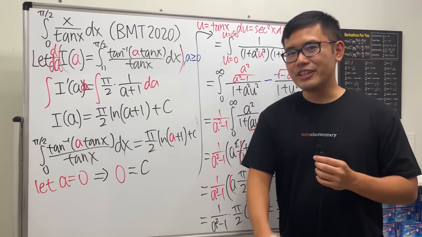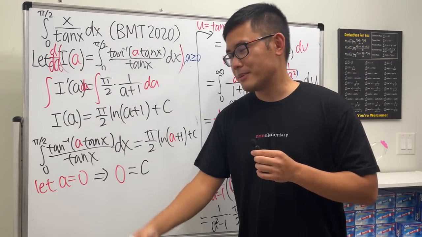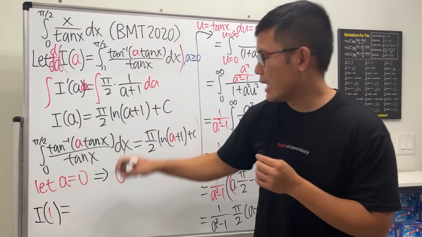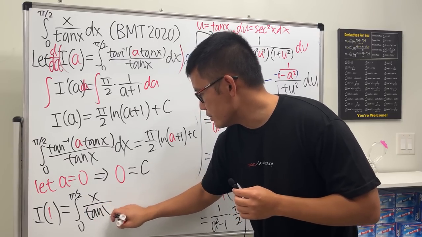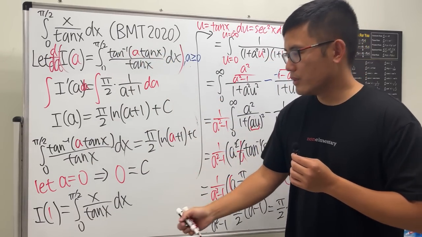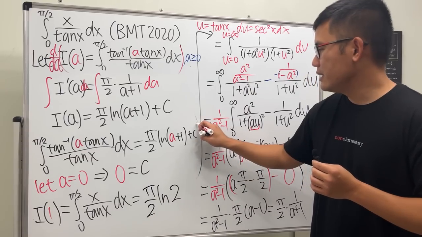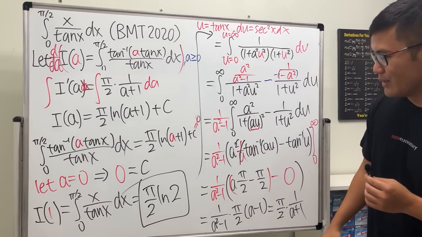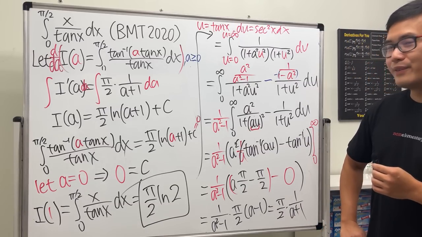Done. Ladies and gentlemen, the answer for that is when a is equal to 1, right? We are moving to step 3 now. So I of 1, which is going to be the integral that we are looking for, is the integral from 0 to pi over 2 of inverse tangent of x over tangent x. Because when we put 1 in here, they cancel out very nicely. This is equal to, we put a 1 in here, so we have pi over 2 ln 2. C, it was equal to 0. Done. Pi over 2 times ln 2. Yeah, so what do you guys think? Whew. Very, very nice, huh?